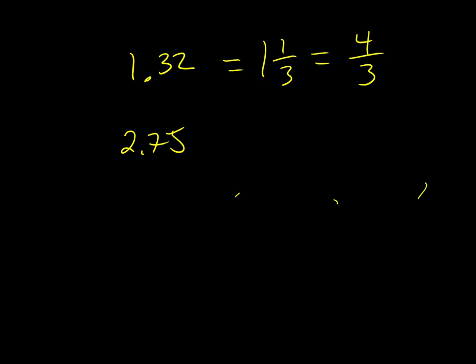Now, what about other fractions? What if you saw 1.32? How would you turn that into an improper fraction? What does it look like? Well, to me, it looks like it's really close to 1 1/3, right? 0.33 for a third, 0.67 for 2/3. So 1 1/3 is 4/3. Does that make sense? What if it was 2.75?